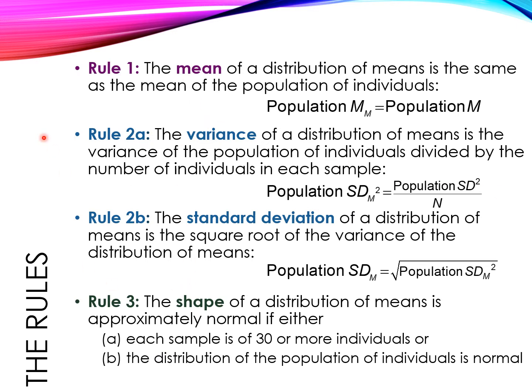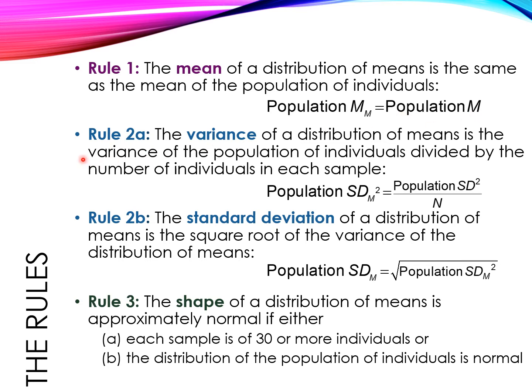Okay, so let's talk about these rules. I was just going through them, I just didn't tell you they were the rules. You probably recognize them from reading the chapter yourself. So we have the rules. Rule 1, the mean of a distribution of means is the same as the mean of the population of individuals. And here we have M sub M is equal to M, the mean of the population of individuals.